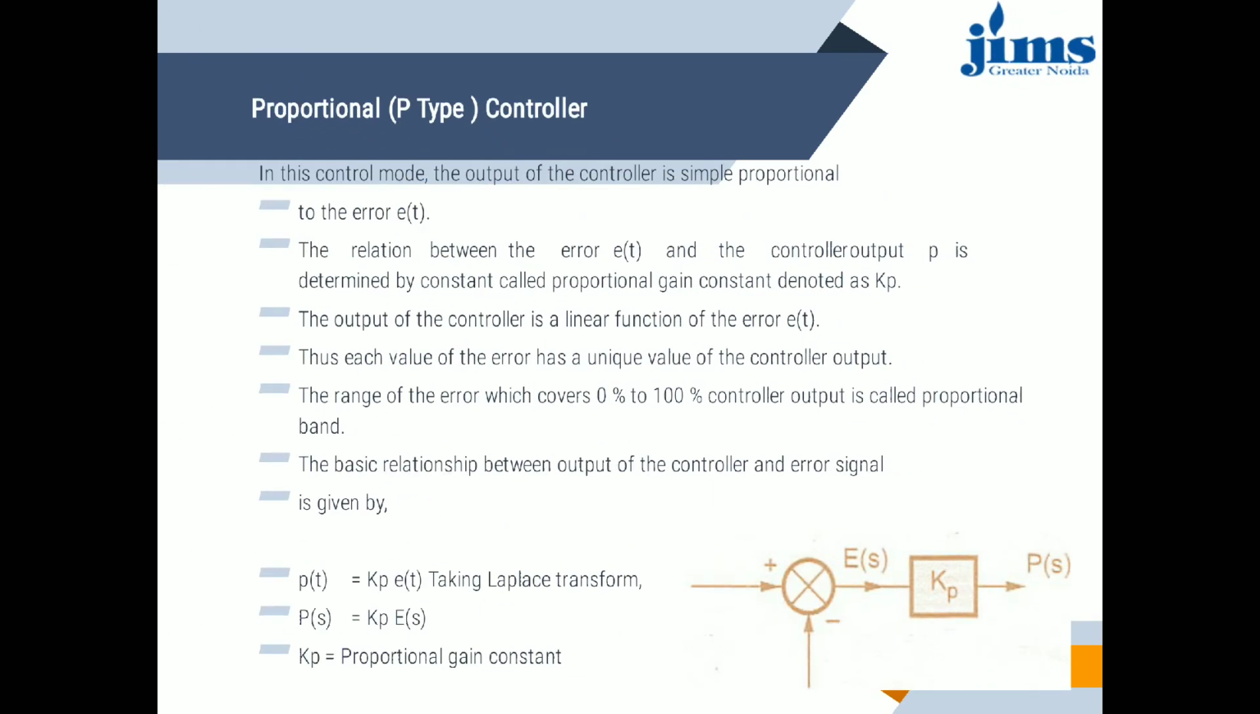Next we have proportional control, that is P control. With proportional control action, there is a continuous linear relationship between the output of the controller and the actuating error signal E. So mathematically, P(t) is equal to Kp E(t). If we take the Laplace transform, we can say P(s) is equal to Kp E(s), where Kp is the proportional gain or proportional sensitivity.